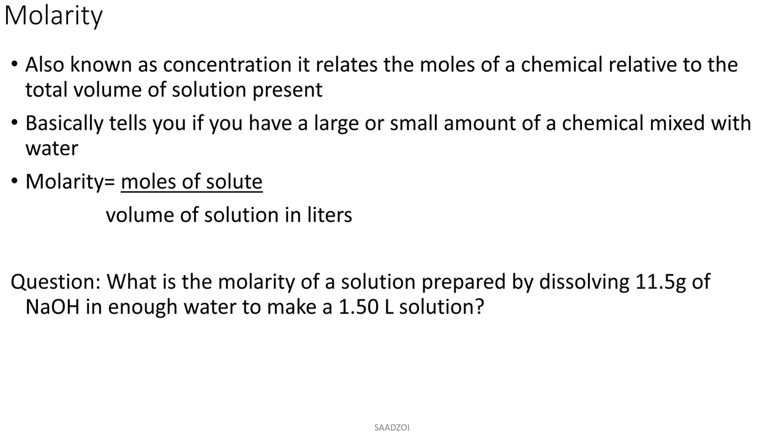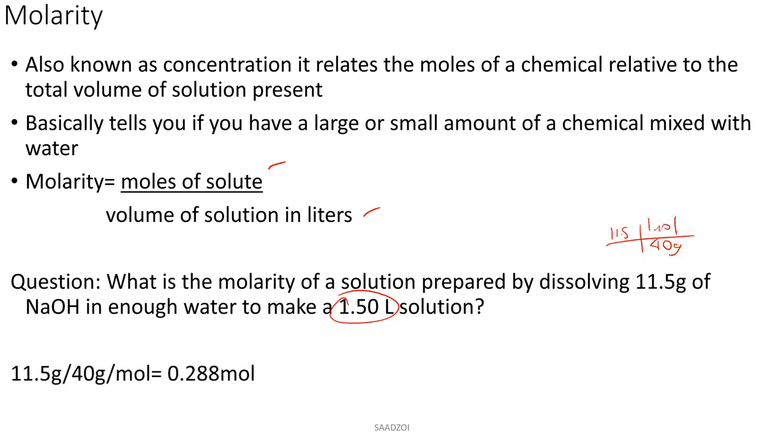So what is the molarity of a solution prepared by dissolving 11.5 grams of NaOH in enough water to make 1.5 liters? So in order to do this calculation, I need moles and I need liters. Well, good news, they gave me volume, so there's my liters. How do I get moles? Divide this by the molar mass, which basically is 11.5 divided by the molar mass of that, which is 40 grams in 1 mole, and that'll give you your answer, which is 0.288 moles.